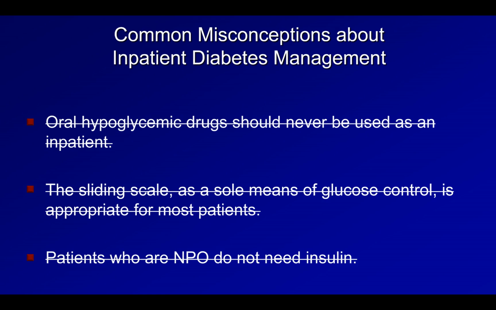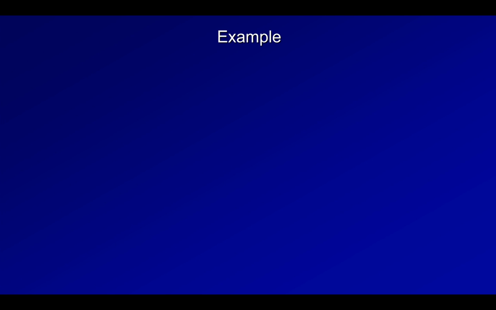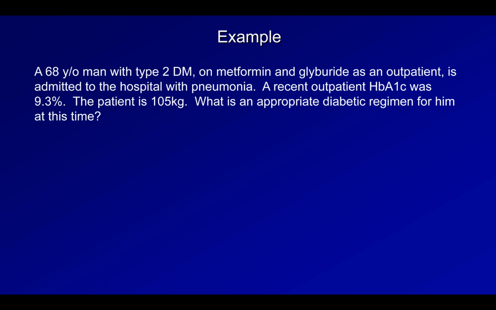Let me conclude this lecture by working through a multi-step example. A 68-year-old man with type 2 diabetes on metformin and glyburide as an outpatient is admitted to the hospital with pneumonia. A recent hemoglobin A1C was 9.3%. The patient is 105 kilograms in weight. What is an appropriate diabetic regimen for him at this time?